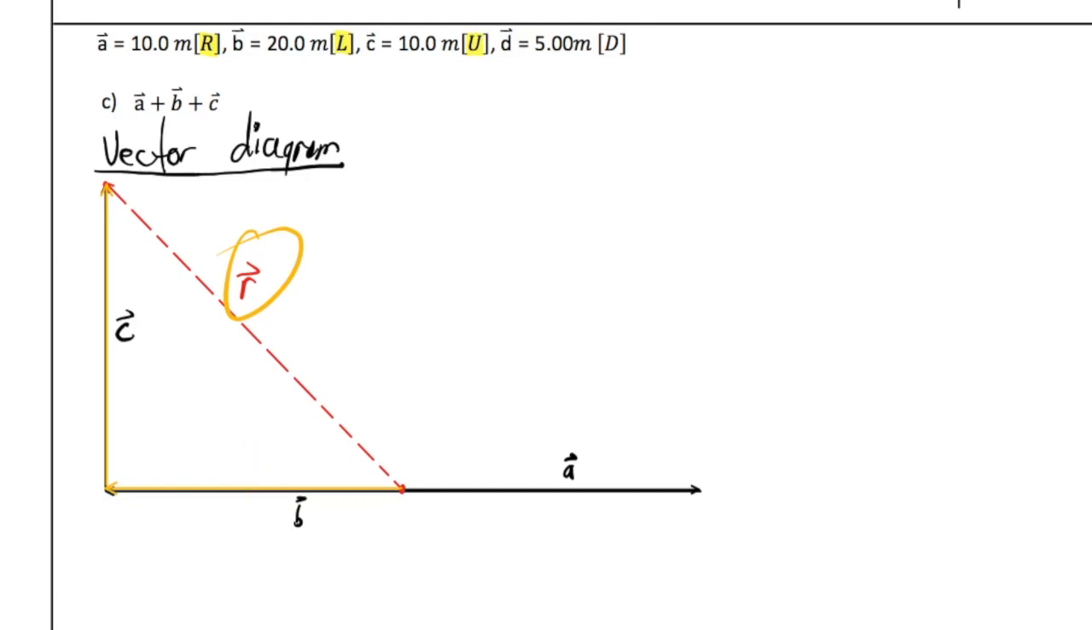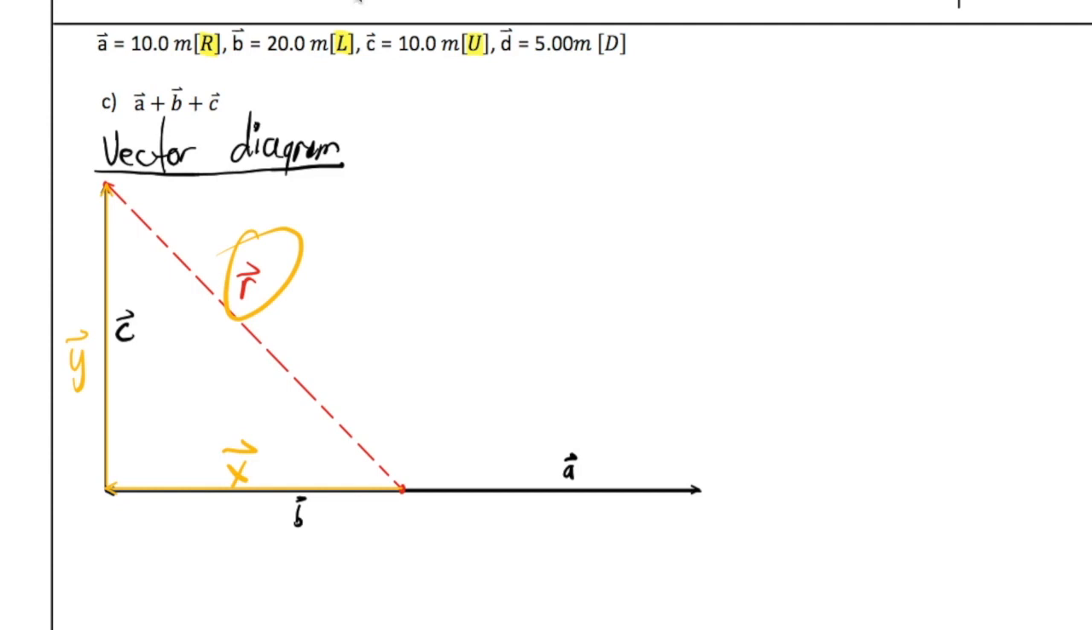I'm going to call that vector X. And I'm going to call this one, we know that it's already called C, but for the sake of consistency, I'm going to call that vector Y. You can probably guess why I'm calling them vector X and vector Y. Vector X is on the x-axis and vector Y is on the y-axis.